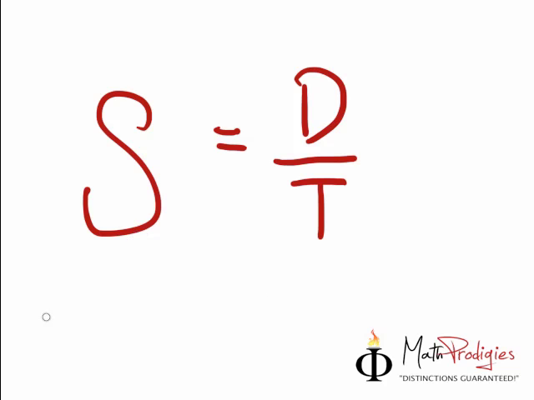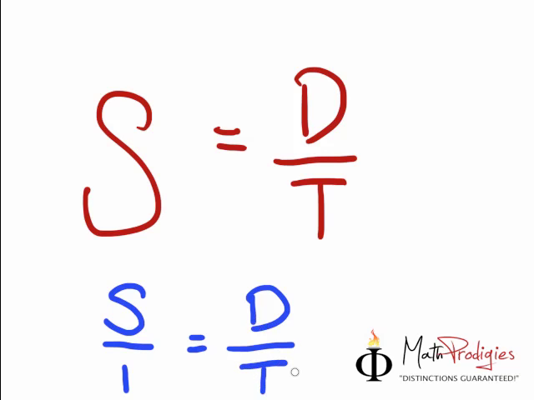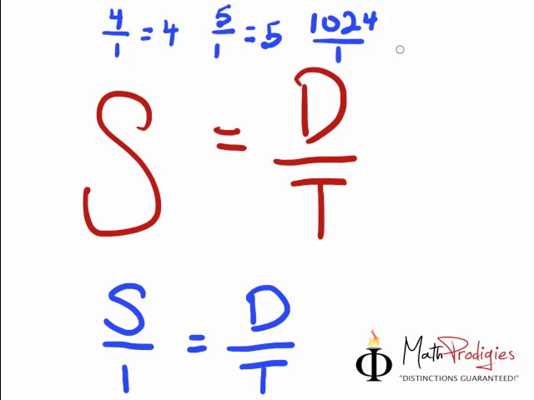Okay, this thing I want you to also know is that this equation can also be written as S over 1 equals D over T, okay? So why is this true? Because, for example, if you write 4 divided by 1, you will get 4. If you write 5 divided by 1, you get 5. If you write 1024, I don't know why that number came to my mind, 1024 divided by 1 equals 1024. So S divided by 1 is also the same as S. So I can change this to S over 1 equals D over T.